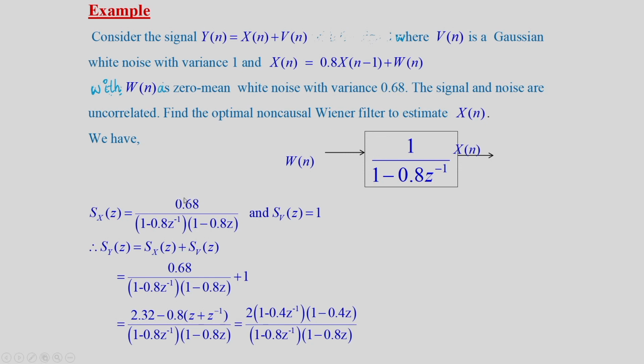So, we have the observed signal model, signal plus noise variance is given, and the signal model is given. Therefore, we can find out the optimal non-causal Wiener filter to estimate x(n). Now, the signal model is like this. w(n) is the input. It passes through a filter of transfer function 1 by 1 minus 0.8 z inverse, and x(n) is the output. This is the signal model.